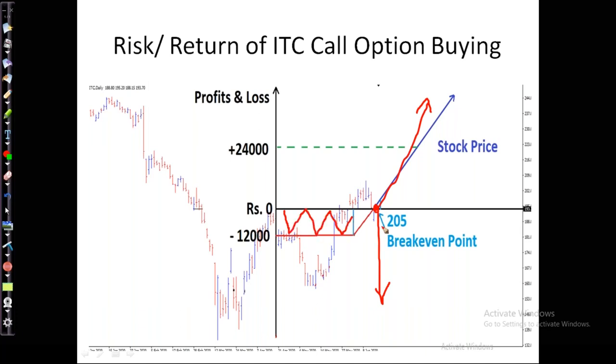Suppose we bought ITC, strike price 193 or whatever, and at that time the premium was 205. If price drops from this area, our loss will be just the premium only. But our profit is unlimited.